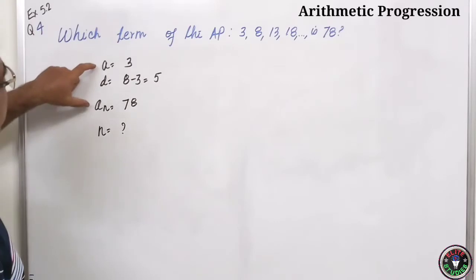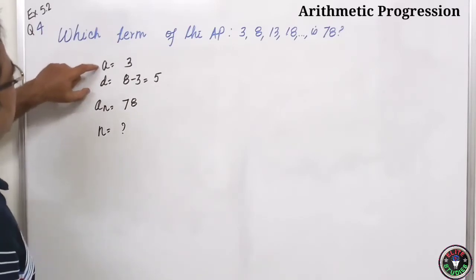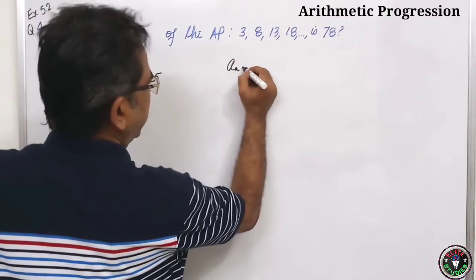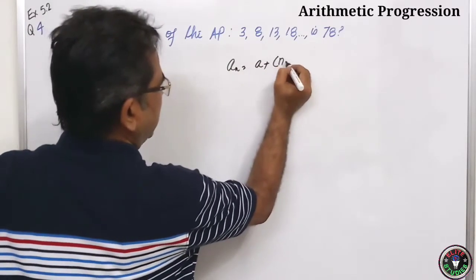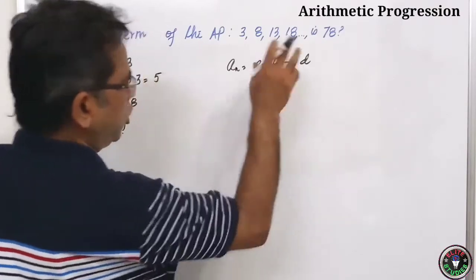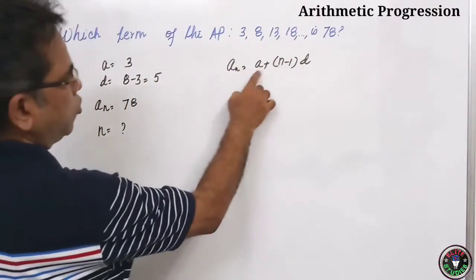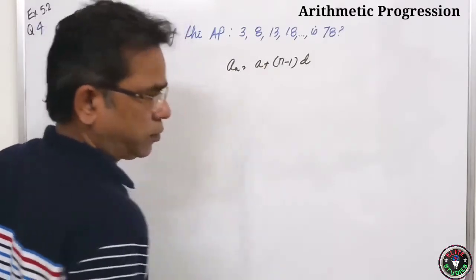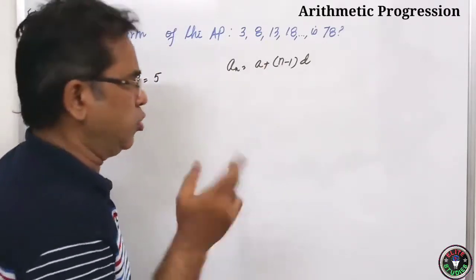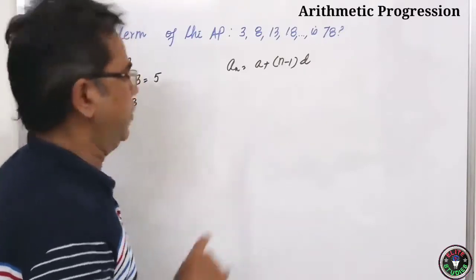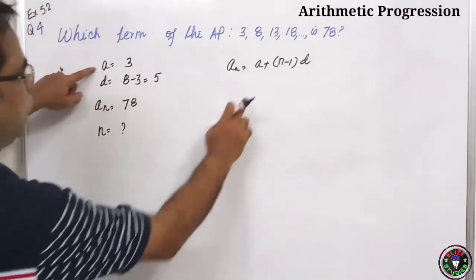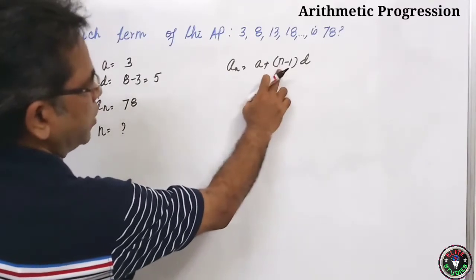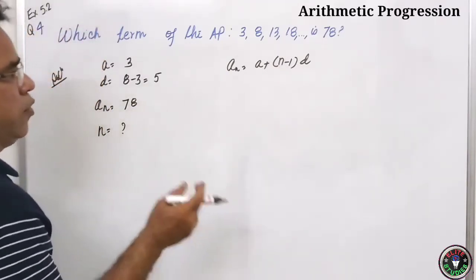Now since there are 3 variables given, the fourth one can be easily found out, because in the formula an is equal to a plus n minus 1 d, as I have told you in the previous class, there are 4 variables. Out of these 4 variables, you have to know 3 so that you can find the value of the 4th variable. See here, a is known to us, d is known to us, an is known to us, only n is not known. So we can easily calculate the value of n from this equation.